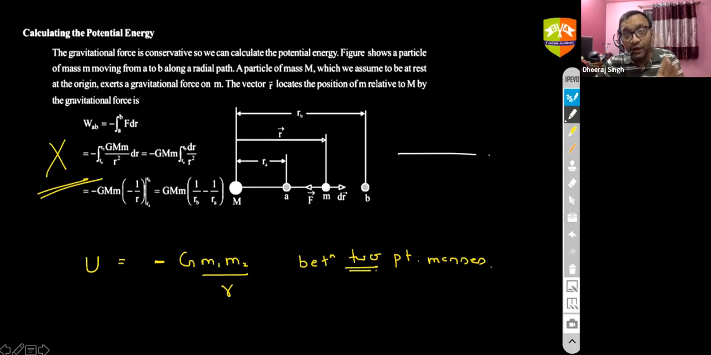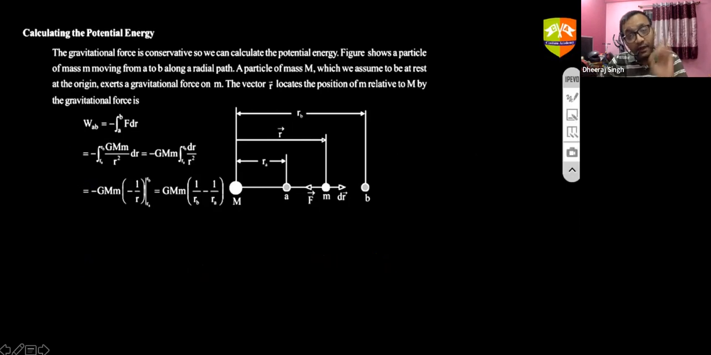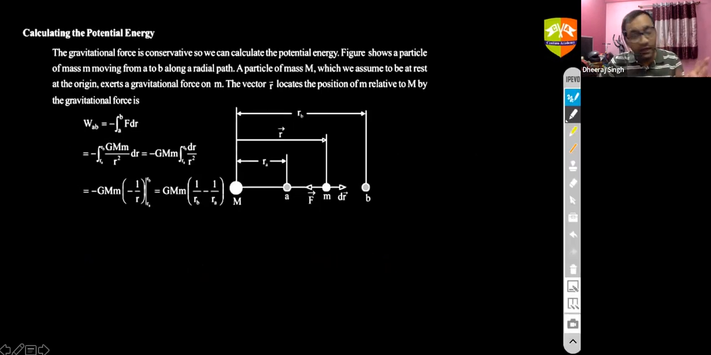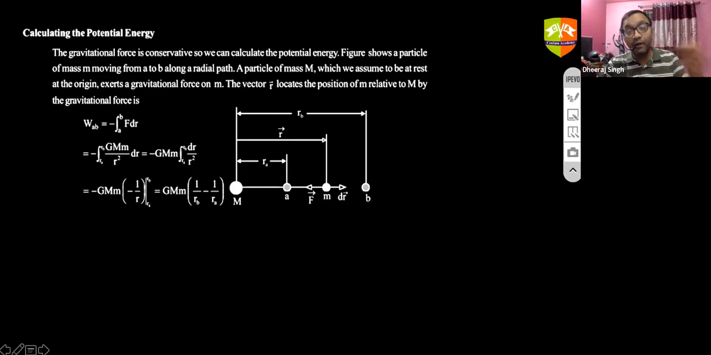And yes, you can use the work-energy theorem here also. Don't hesitate to do that. Conservation of momentum, conservation of angular momentum, torque equation, whatever we have learned, you can use wherever it is required. Just be careful with potential energy. You should not write mgh, because mgh is an approximation for gravitational potential energy.